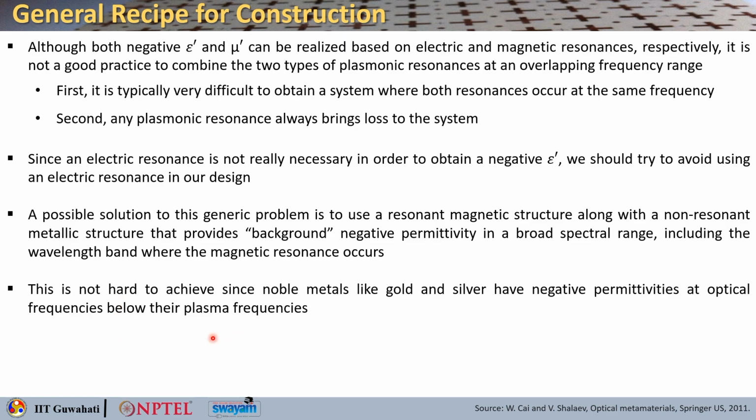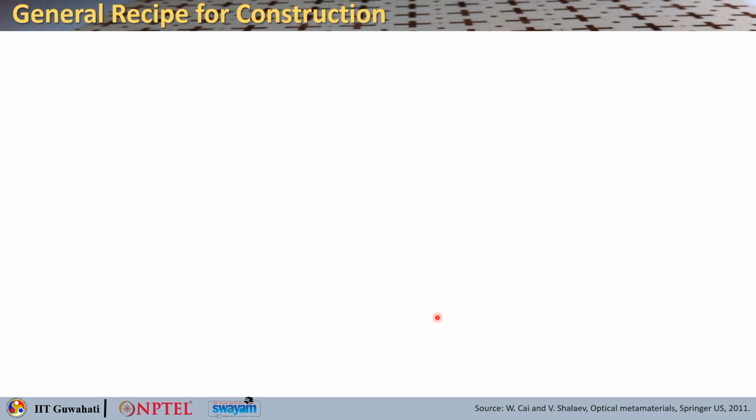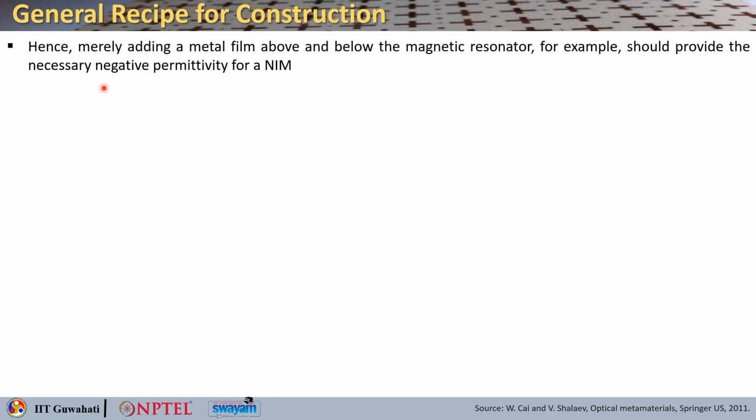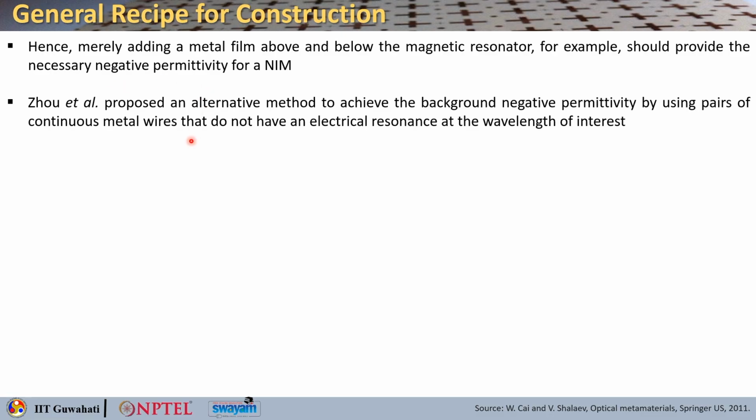So, this is not hard to achieve because noble metals such as gold and silver have negative permittivities at optical frequencies below their plasma frequencies, right. So, just by adding a metallic film above and below a magnetic resonator, for example, you can basically get the necessary negative permittivity for a negative index material.